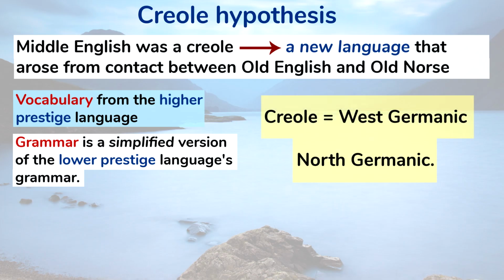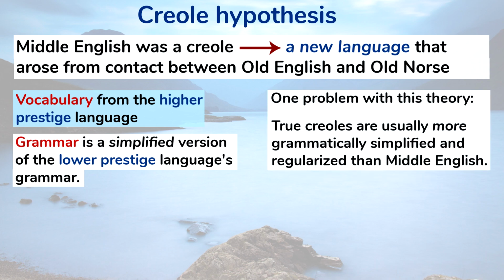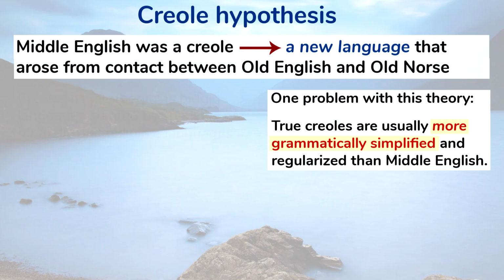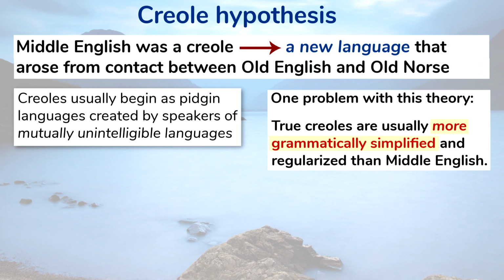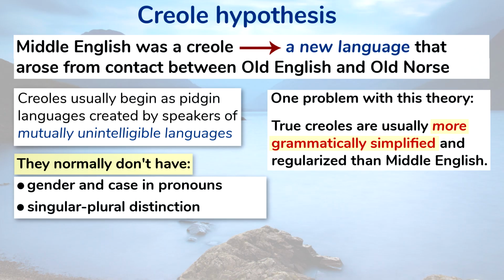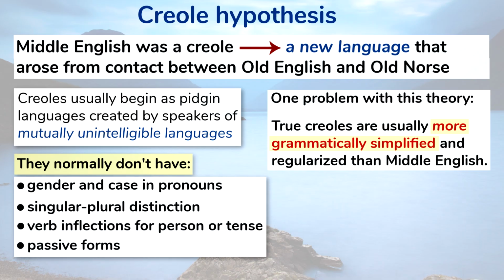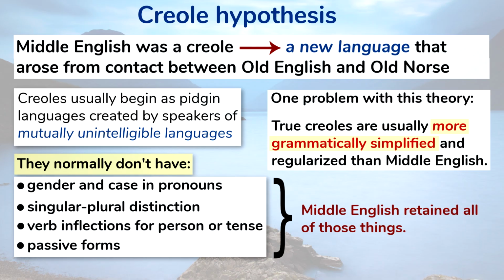If English is a creole, that means that it cannot be classified as either West Germanic or North Germanic. But one problem with this theory is that true creoles are usually more grammatically simplified and regularized than Middle English. Creoles usually begin as pidgin languages created by speakers of mutually unintelligible languages. So rather than combining both languages, they create a simple new language from scratch. And they normally don't have gender and case in pronouns, singular-plural distinction, verb inflections for person or tense, passive forms, and so on. But Middle English retained all of those things.